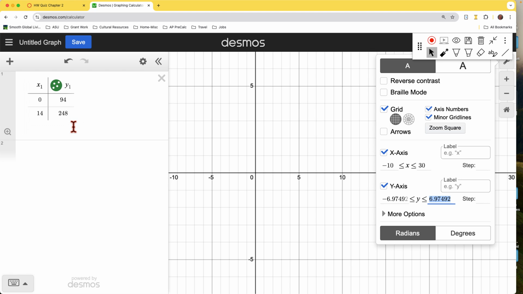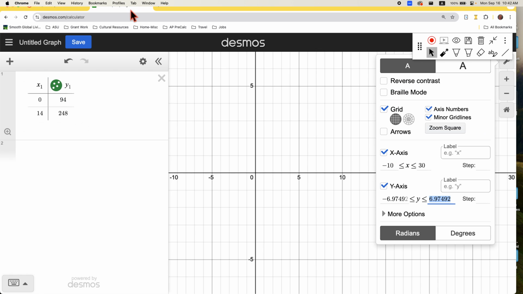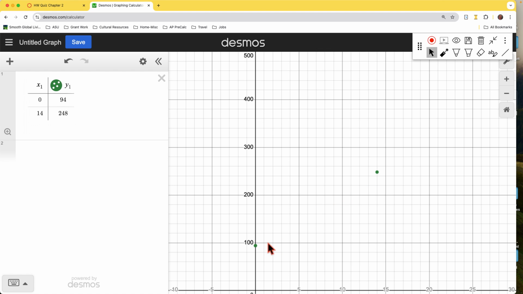But remember that future question, we also want to know when the tuition is going to be 347, right? I already looked ahead and I said, okay, they're going to ask this question. So I'm going to make my window big enough to see that. How about 500?